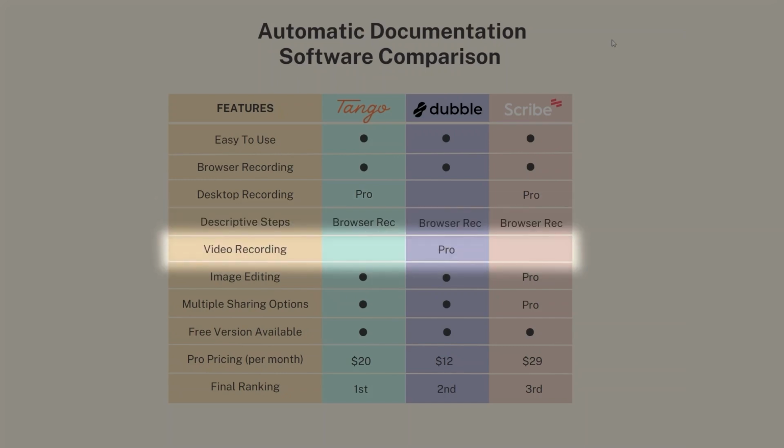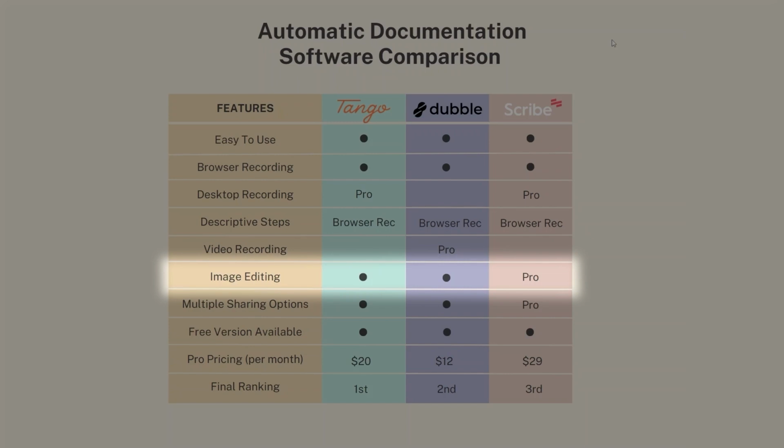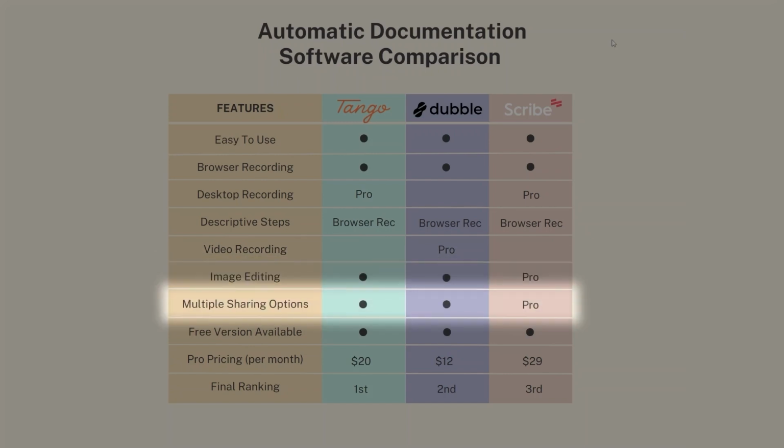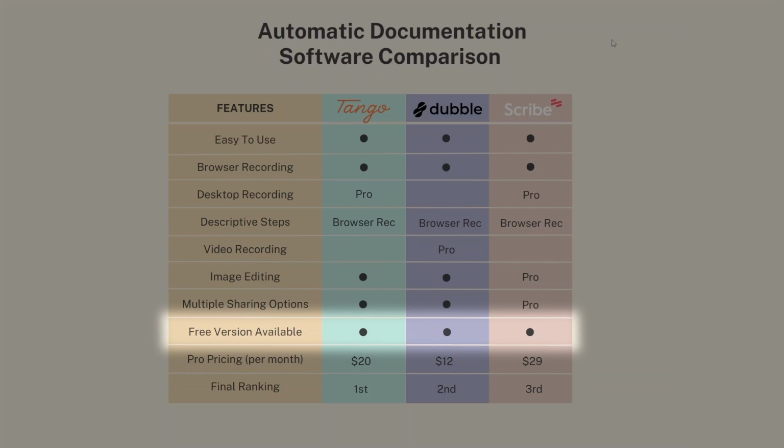Dubble is the only one with video recording, like as if it was a Loom video. So if that's something that you really like, then you'd have to go with Dubble. All three have image editing, but with Scribe, you have to upgrade to Pro in order to get that. Similar with sharing, with Scribe, you have to upgrade to get some of those sharing options. And all three have free versions available. So if you want to just get started, all three, you can use them immediately.